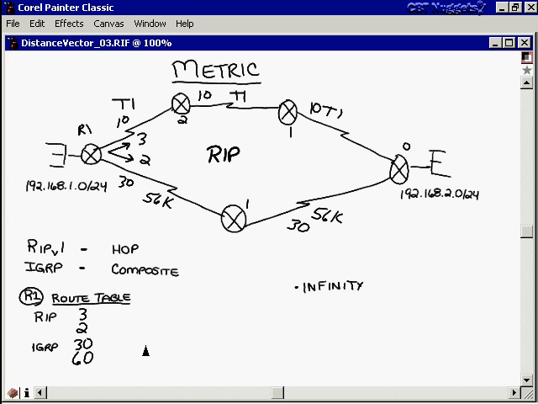Now for IGRP, infinity equals over 4 billion. Again, it's 2 to the 32nd power. But again, the number's not as important as the idea of infinity. It's simply saying that network is unreachable to you.